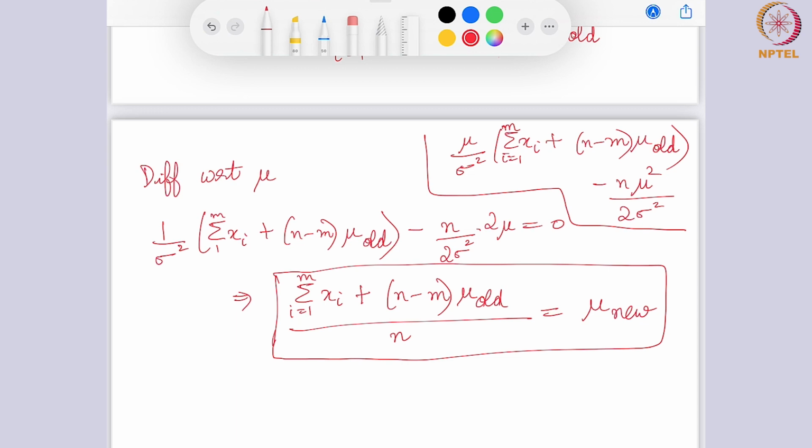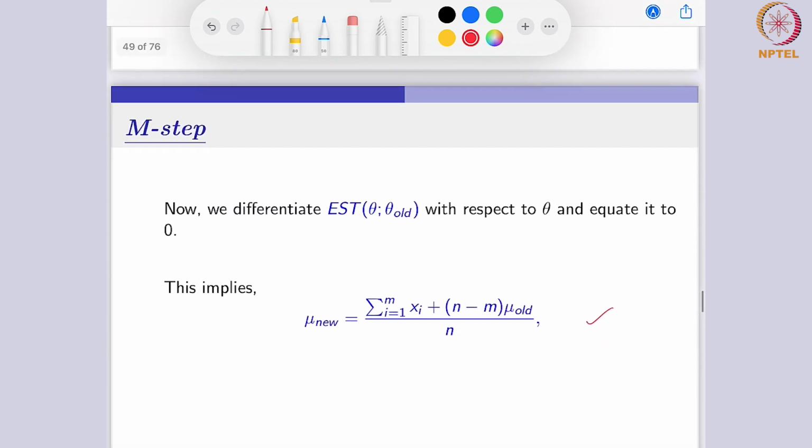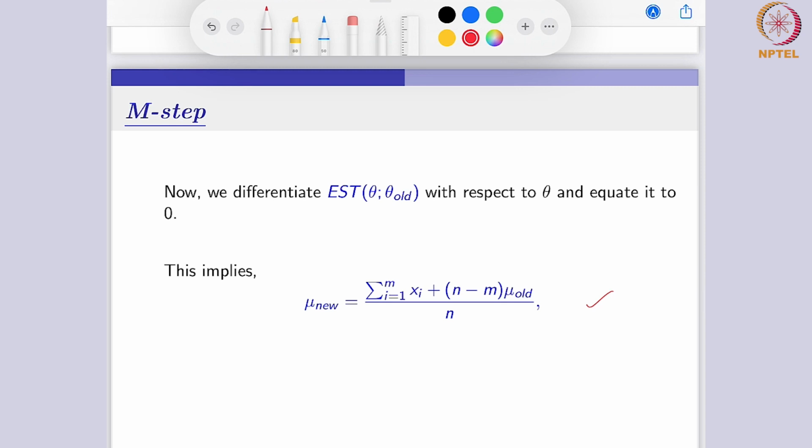Okay. So you can see that this is based upon just your observed values and it does not involve your missing observations. And this is what we have as the result for your M step. Likewise, we have to differentiate now with respect to sigma square also. So let us first write what is given to us for sigma square. What is the likelihood function that we had?